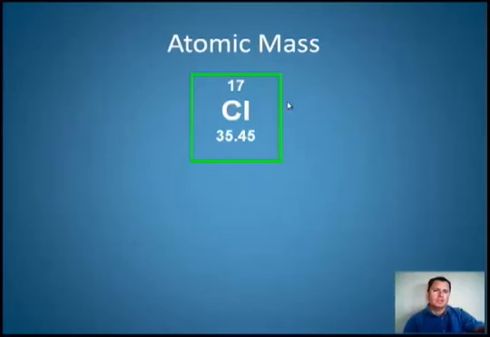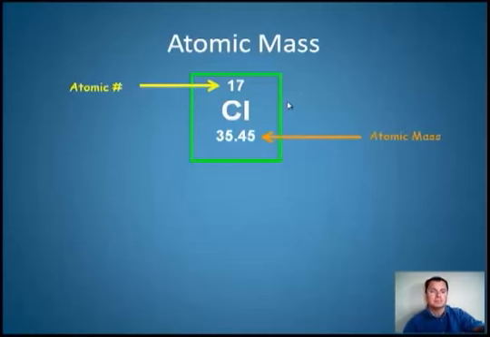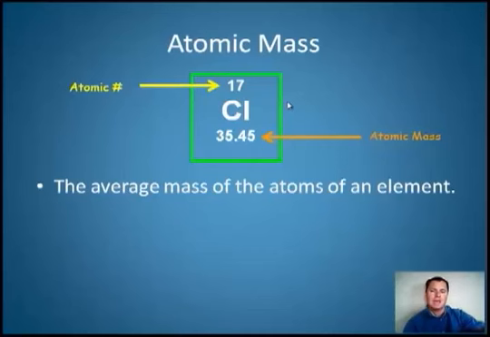Okay, if we look at an example, here's chlorine. We can see our top number, our whole number, 17. That's going to be our atomic number. So all chlorine atoms have 17 protons in it. Now the number at the bottom, 35.45, is our atomic mass. And we can define atomic mass as the average mass of the atoms of an element. It's expressed in AMU. So we'd say 1 chlorine atom on average weighs 35.45.